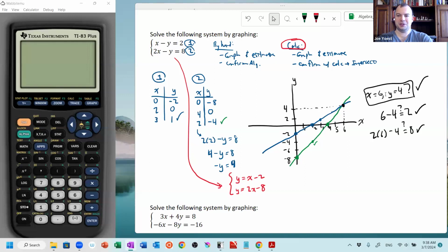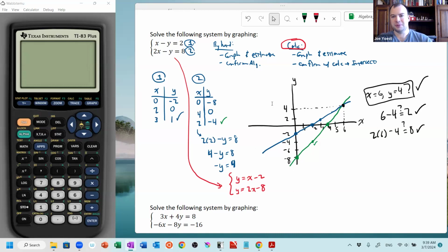Then I took x equals 6, y equals 4 and plugged into each of the two equations. 6 minus 4 is 2. That's correct. And 2 times 6 is 12, minus 4 is 8. That's also correct. So I confirmed then that x equals 6, y equals 4 is the solution to this system of equations.